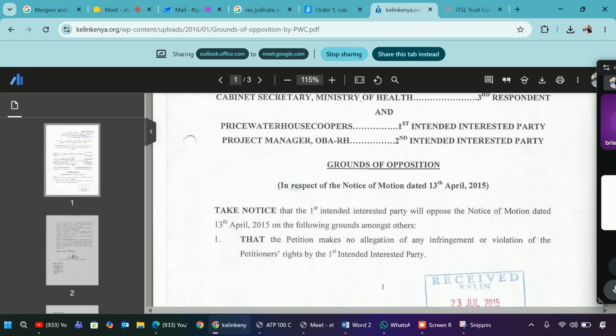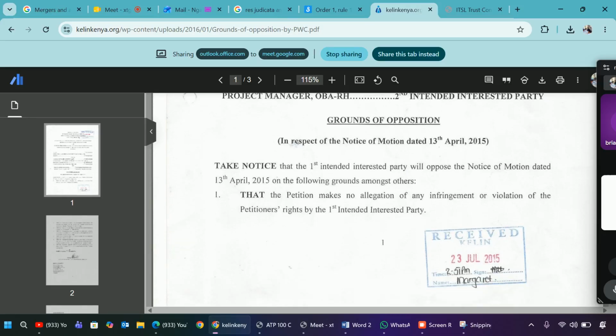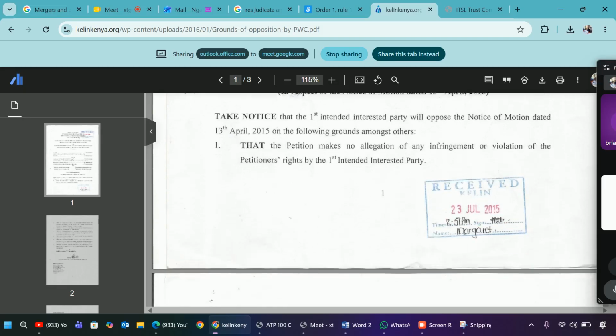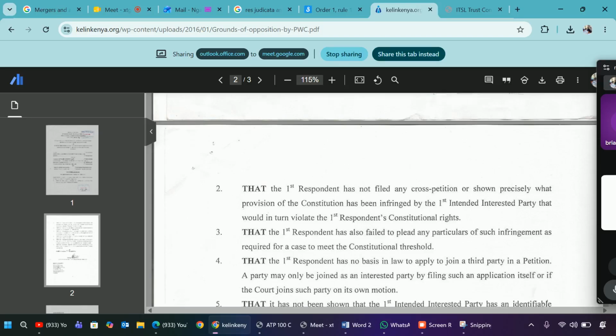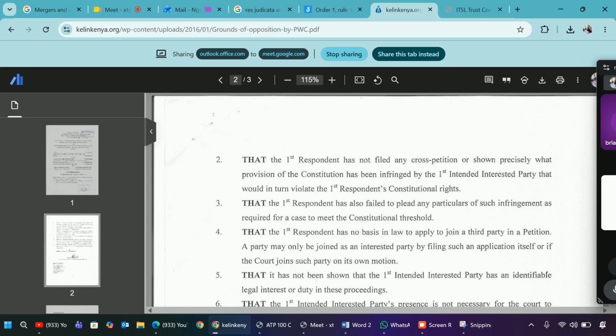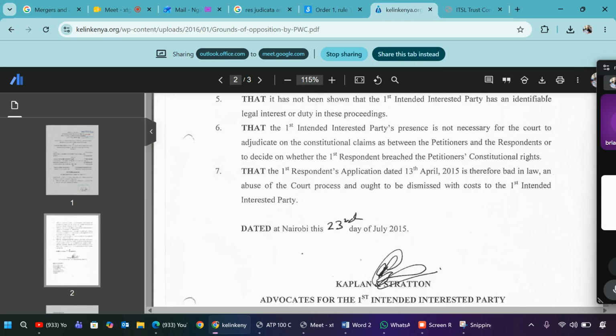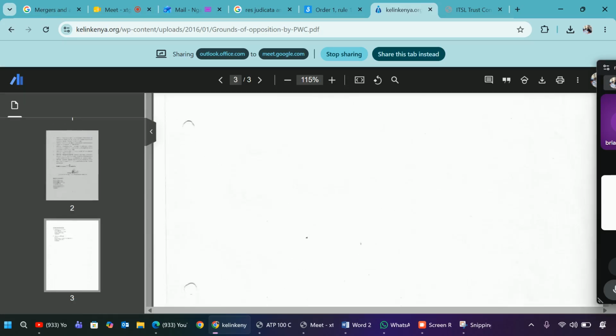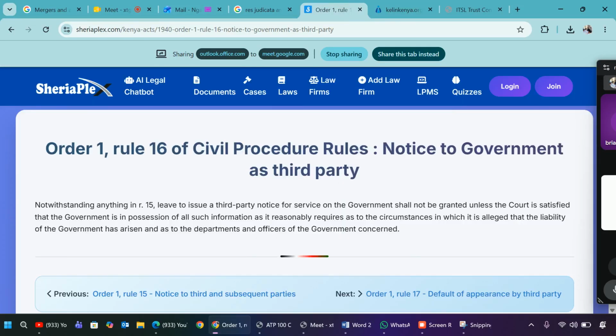Grounds of opposition in respect of notice of motion dated this date. Take notice that the first intended interested party will oppose the notice of motion dated 13th April 2015 on the following grounds: that the petition makes no allegation of any infringement or violation of the petitioner's rights by the first intended interested party; that the first respondent has not filed any cross petition or shown precisely what provision of the Constitution has been infringed. Then you sign off and add "to be served upon".